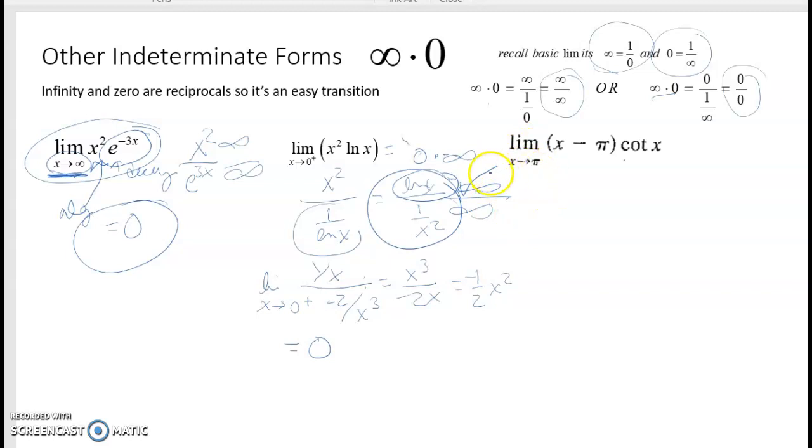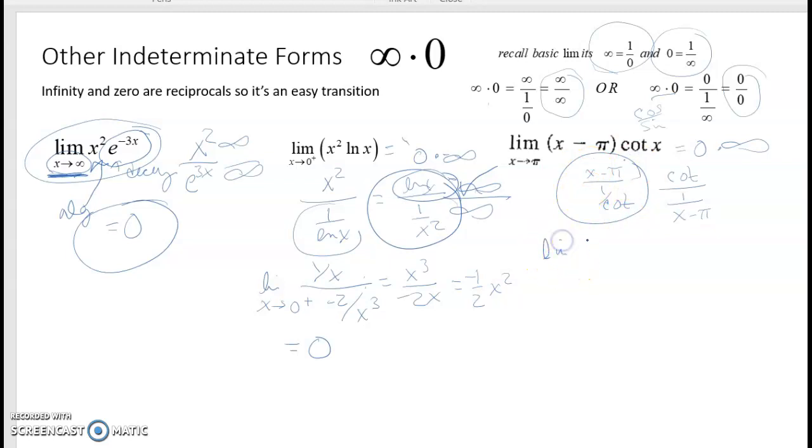Let's take another look at this one. Now we're going to pi. Let's see. Pi minus pi, 0. Cotangent is cosine over sine. As we go to pi, the denominator goes to 0. Oh, 0 times infinity. So that means I have a choice. I could either say x minus pi over 1 over cotangent, or I could say cotangent over 1 over x minus pi. Oh, this might look bad, but this is easy, because 1 over cotangent is tangent.